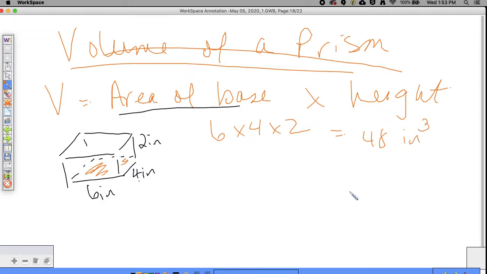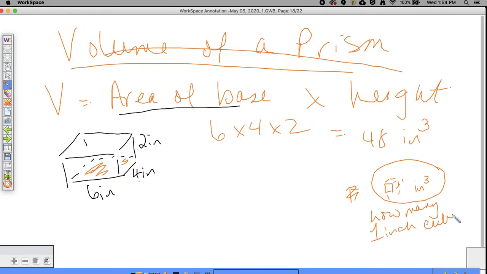So in other words, let me just make this a little bit smaller. Let's say that this is 1 inch by 1 inch by 1 inch, right? So that's 1 cubic inch. How many of these 1 inch cubes fit into this box? So this is basically saying how many 1 inch cubes fit into that box. Okay? That is literally what it's asking you. And that's what you're trying to find out.